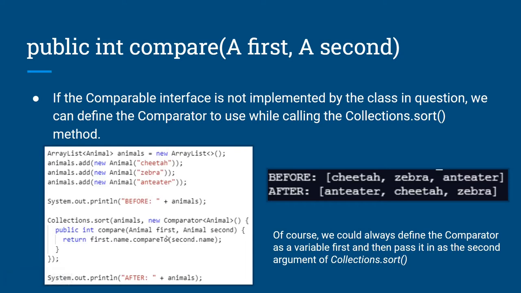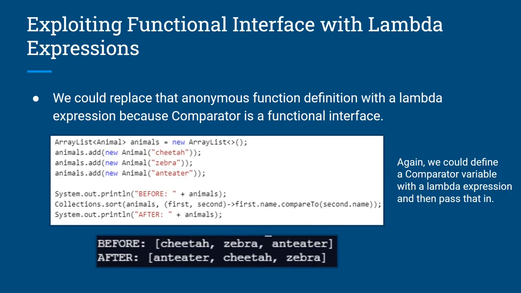It just depends on what you want to do. So that's how you use the public compare method. So now let's move on to exploiting the functional interface nature of that method with Lambda expressions.